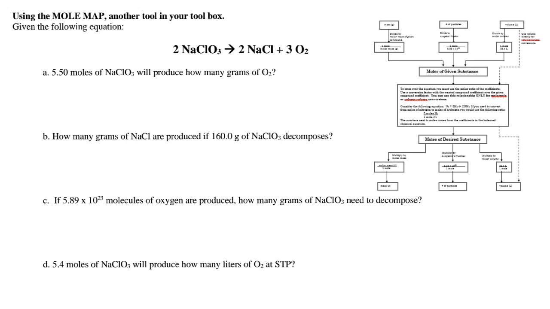So let's do question 1, or question A. We have 5.5 moles. We want to know how many grams of oxygen we are going to produce. Let's look at our flow chart. First, mole is mentioned once, so we're going to use 2 conversions. We're starting with 5.5 moles of NaClO3, so we're starting right here, at moles of given substance. Let's write our 5.5 moles.